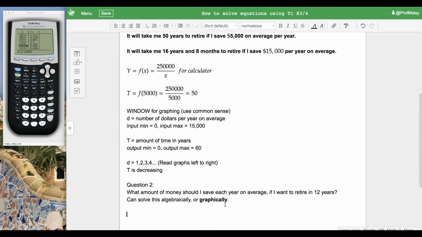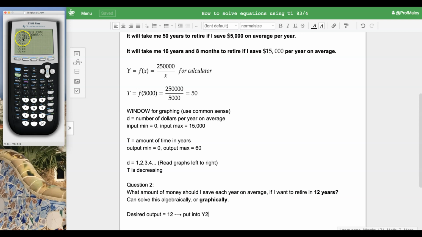So what you're going to need is a desired output, and for us, that desired output is 12 years. And you're going to put this into y. So we'll come up here to y equals, all right, this is my first output. My second desired output is 12. And what we're going to do when we graph this is see when this output crosses this output.